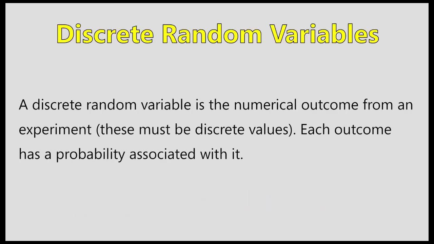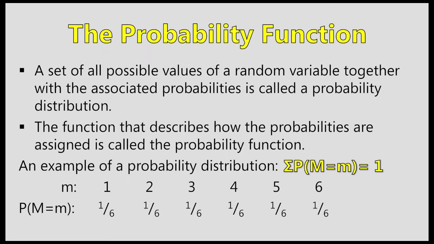Discrete random variables. A discrete random variable is a numerical outcome from an experiment. These must be discrete values, and each outcome has a probability associated with it. This can be described with a probability function. A set of all possible values of a random variable together with associated probabilities is called a probability distribution.